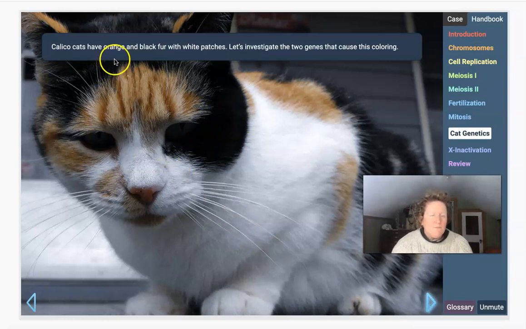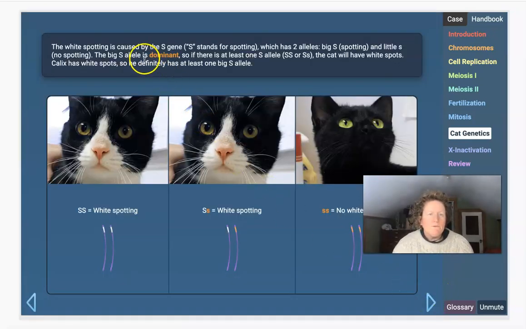So calico cats have orange and black fur with white patches. Let's investigate the two genes that cause this coloring. The white spotting is caused by the S gene. S stands for spotting, which has two alleles, big S for spotting and little s for no spotting. The big S is called dominant, so if there's at least one big S, you have spots. Calyx has white spots, so he's definitely got one big S allele.